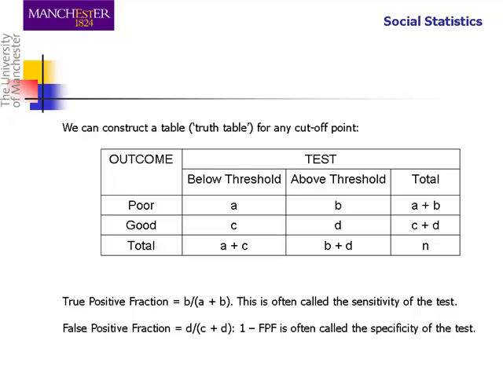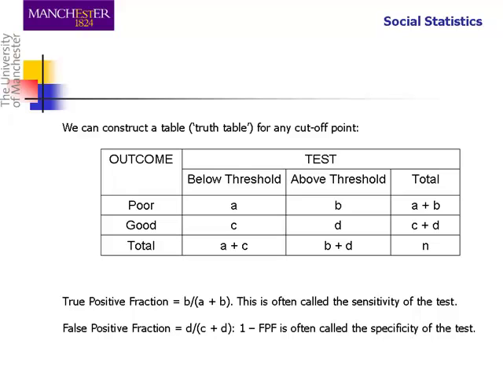So what we've got is an outcome, either a poor outcome or a good outcome. And the poor outcomes are the ones we're interested in. And we've constructed our test, or if you like, our risk score, and we've decided where the threshold is. So we've chosen the threshold. So some people are below the threshold on the test, and others are above the threshold.